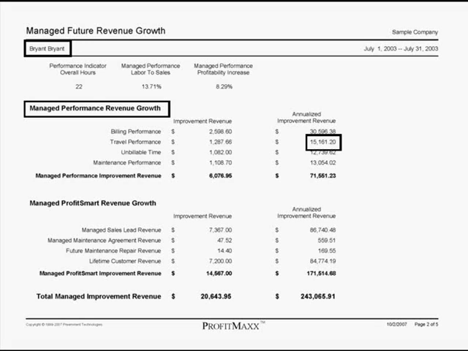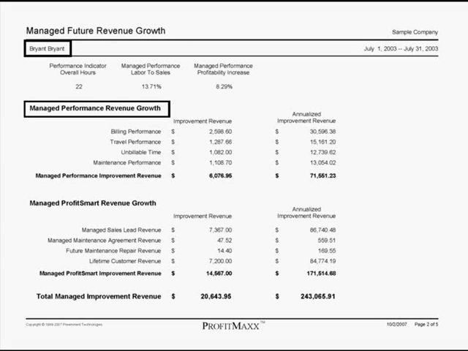to $15,161 for the year. Unbillable time improvements total up to $1,082, again over the course of a year. That's a total of $12,739. And for maintenance performance, the improvements are $1,108 over the course of a year. That totals out to $13,054.